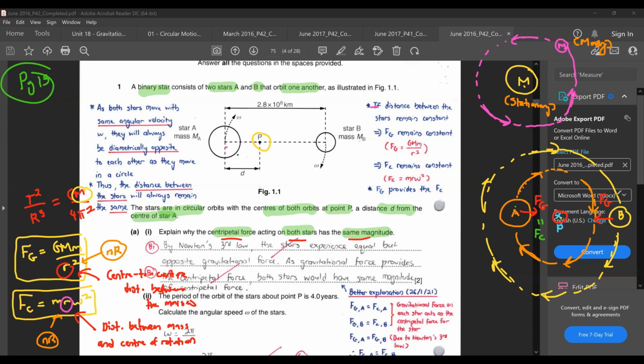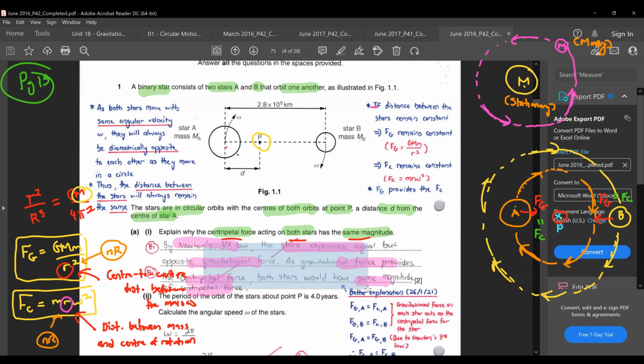Fg for B provides me my centripetal force for B to move in a circle. But since the forces are the same in the first place, the centripetal force must be the same, no? Okay, so let me just reiterate the statement. You see, by Newton's third law, the stars will experience equal but opposite gravitational force. As your gravitational force is the one providing your centripetal force, both stars will therefore have the same magnitude of centripetal force. Okay, this one, some people when they just read this somehow got confused.